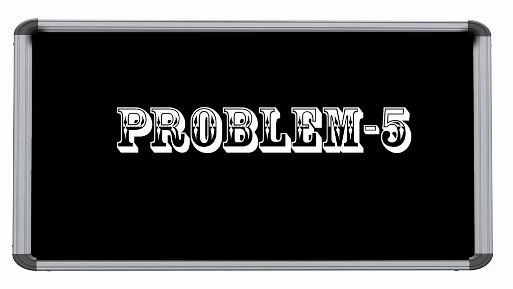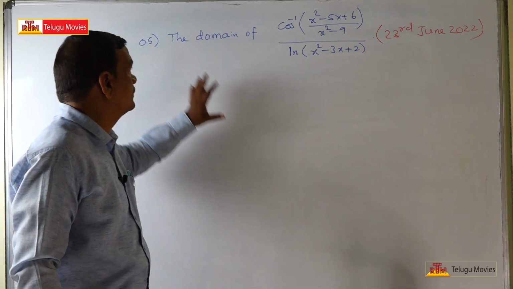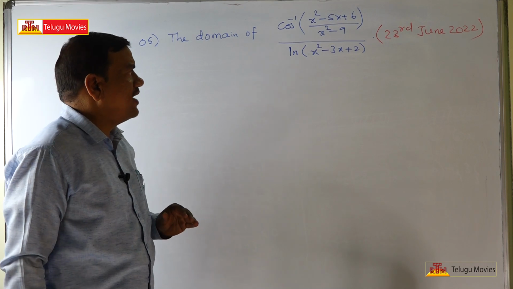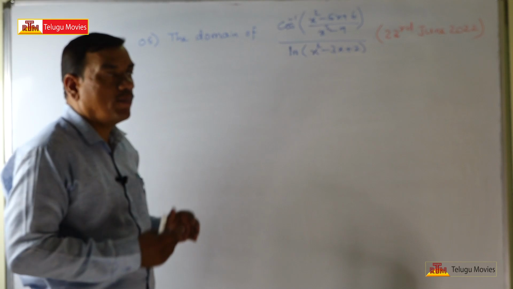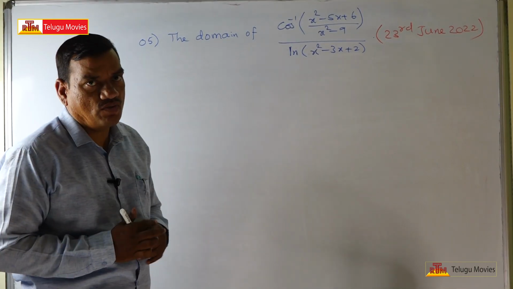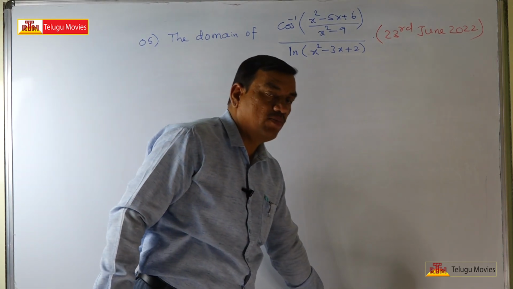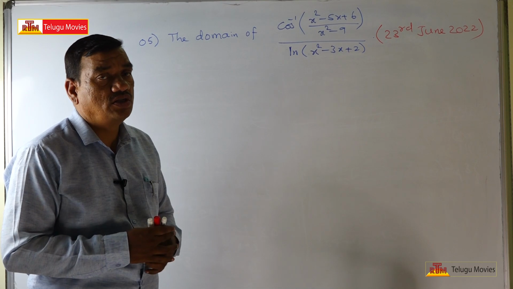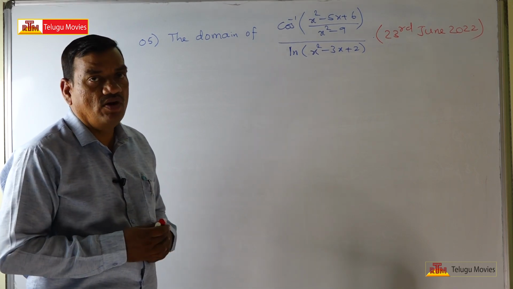Dear students, welcome to the fifth problem. The domain of cos inverse of (x square minus 5x plus 6 upon x square minus 9) whole upon ln of (x square minus 3x plus 2). Okay, now the problem is a very easy problem. The only thing is, if you know how to solve quadratic inequalities, the problem will be very easy.